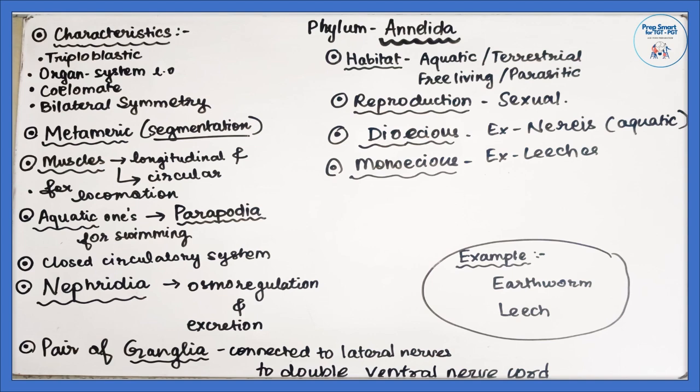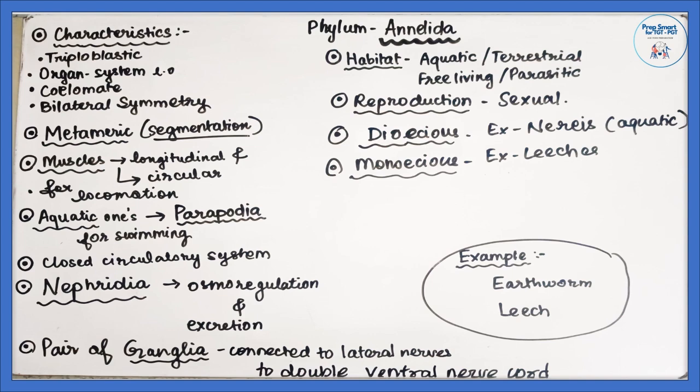Reproduction can be asexual or sexual: asexual by fragmentation, and sexual. Fertilization is internal or external, external in earthworm and internal in Hirudinaria. They can have a dioecious body or a monoecious body. Monoecious in Hirudinaria and dioecious in Nereis, which is an aquatic form. Development is direct in monoecious forms and indirect in dioecious forms.